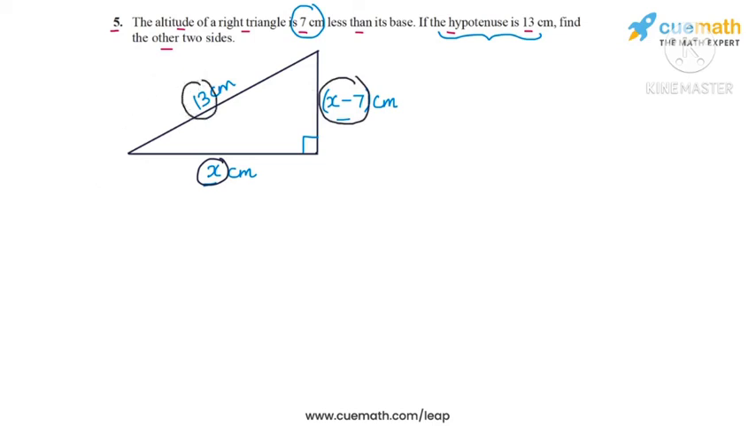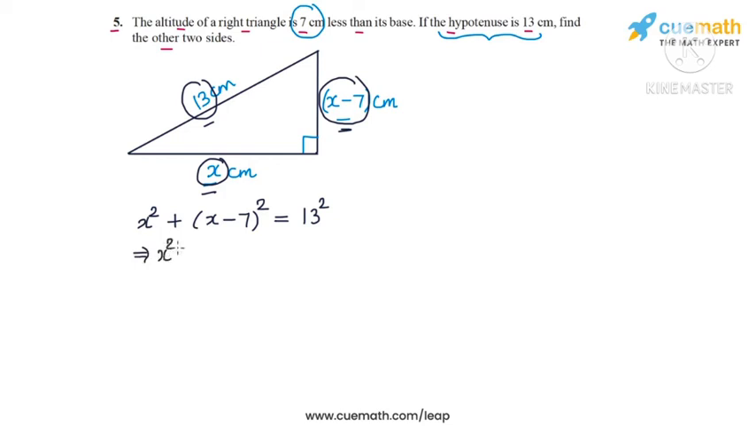Now if I apply the Pythagoras theorem to this right triangle, I can write an equation in x. Basically the sum of the squares of the base and the altitude should be equal to the square of the hypotenuse. So we should get x square, the square of the base, plus x minus 7 whole square, the square of the altitude. This should be equal to the square of the hypotenuse, or 13 square. So now we get a quadratic equation in x, let's write it in the standard form first.